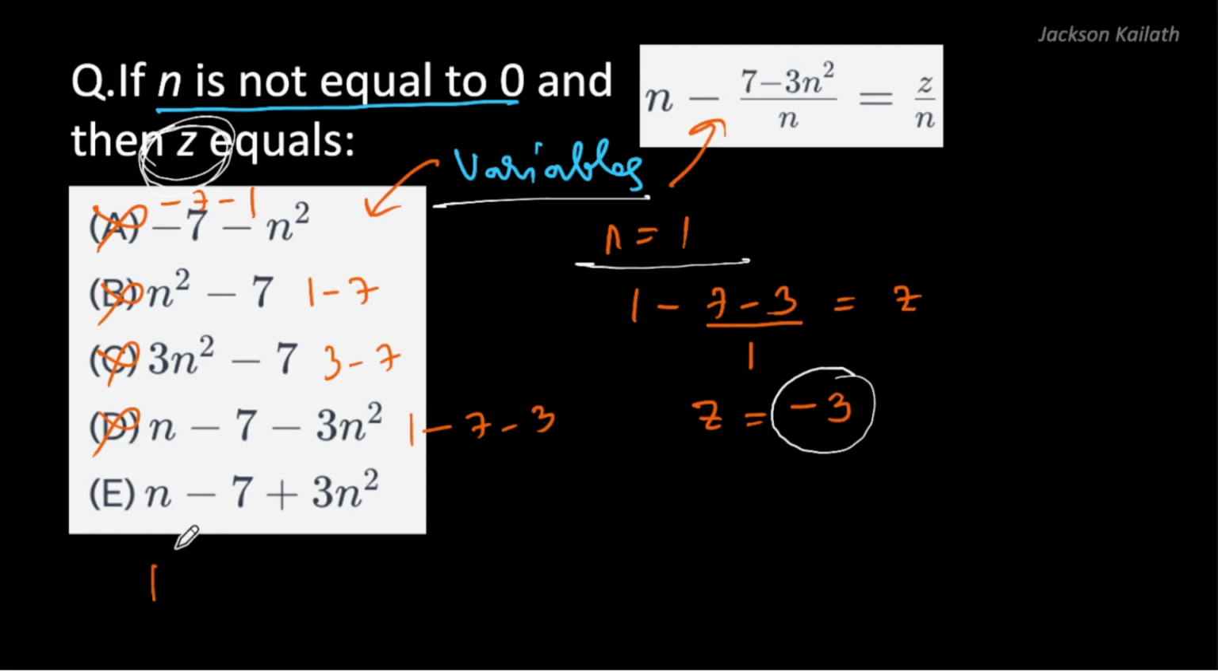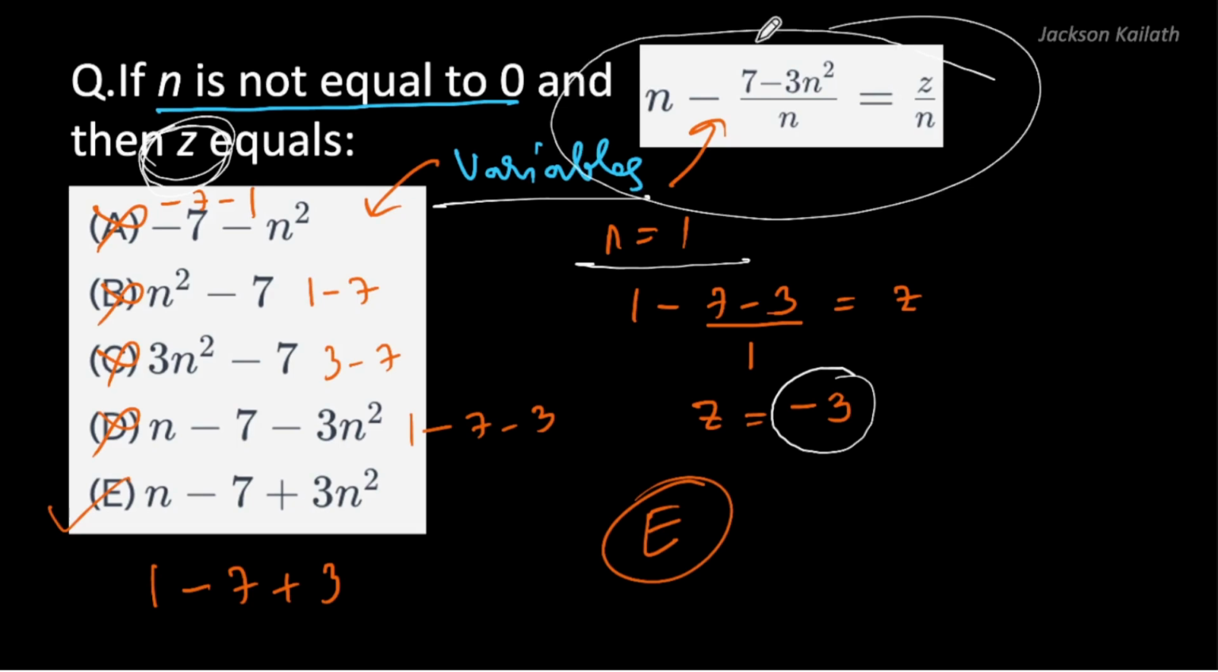When you substitute it over here, you get 1 minus 7 plus 3, and that's equal to minus 3. Now in this case, you can see that we only had one option working out, and therefore you can see that it was very quick to apply this method and solve this question rather than going ahead and simplifying this into a quadratic equation, and then this is already a quadratic equation. Simplifying this and getting the value of z in terms of n, it will take you much more time rather than this method.